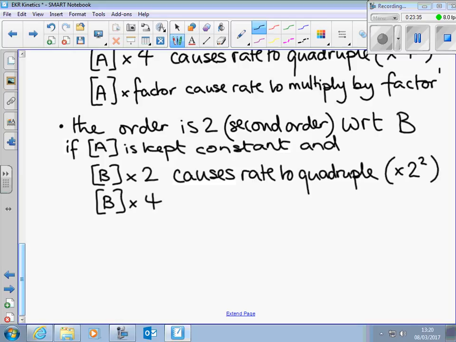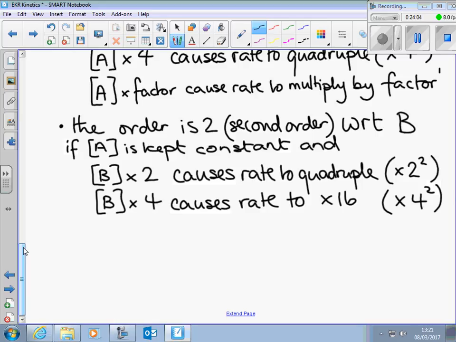I'm not sure there is a word for that. Hexadecuple, that causes rate to, I'm just going to have to put times 16, all right, which is 4 to the power 2. So it's whatever you've done to the concentration, the rate goes up by that to the power of the order.